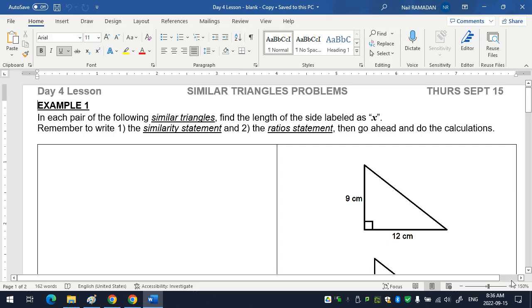So in each pair of the following similar triangles, already told, find the length of the missing side labeled as x. Remember to write the similarity statement, the ratio statement, and then you go with the what? With the math. Okay, so let's look at the first one.